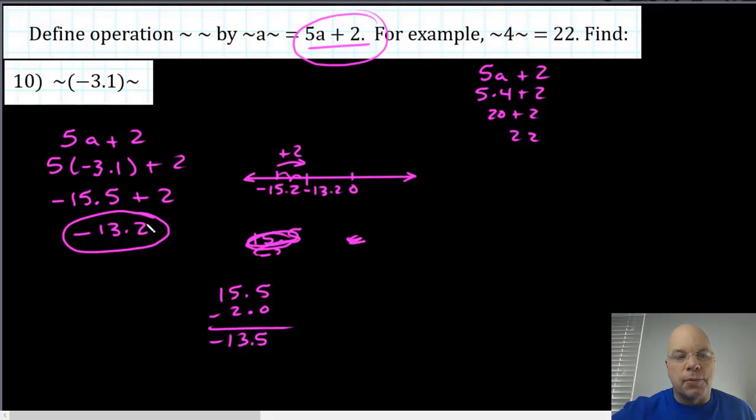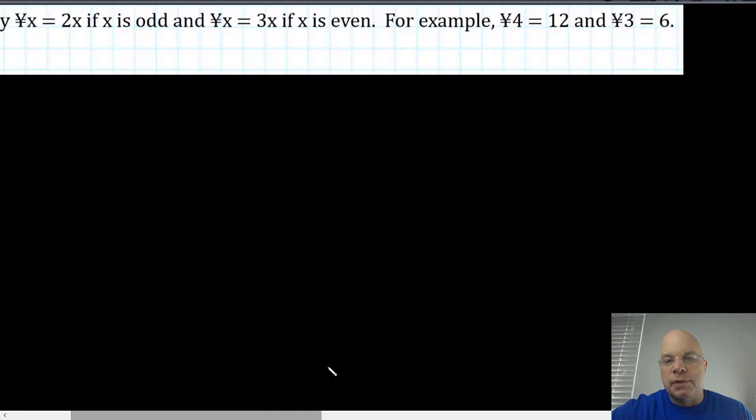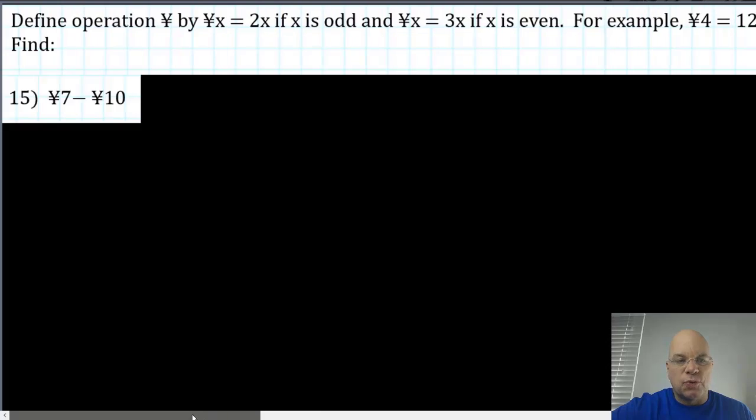I also want to do problem number 15 with you. 15 is a little different. The operation is defined differently depending on whether the variable is odd or even. So this operation is defined as 2x if x is odd and 3x if x is even. So in the example that's given, when the variable x is 4, that's an even number, so you triple it to get 12. And when the variable x is 3, that's an odd number, so you double it, and 2 times 3 is 6. So why don't you try that for this problem and come back and see how you did.